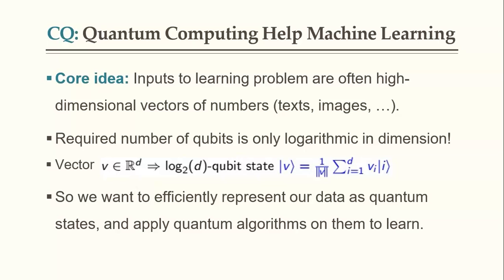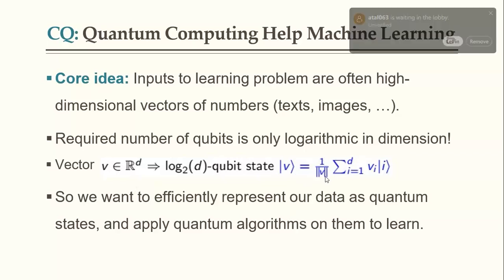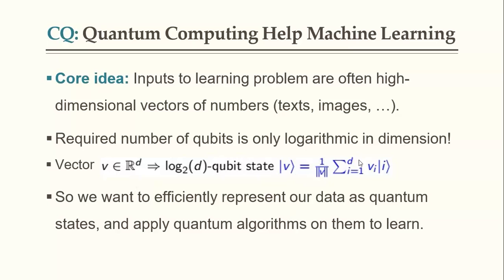In the quantum state, the vector V is normalized and encoded as a quantum state. In a log d qubit system, the normalized quantum state, this blue color, equals 1 by modulus of v, summation of i equal to 1 to d, vi |i>.